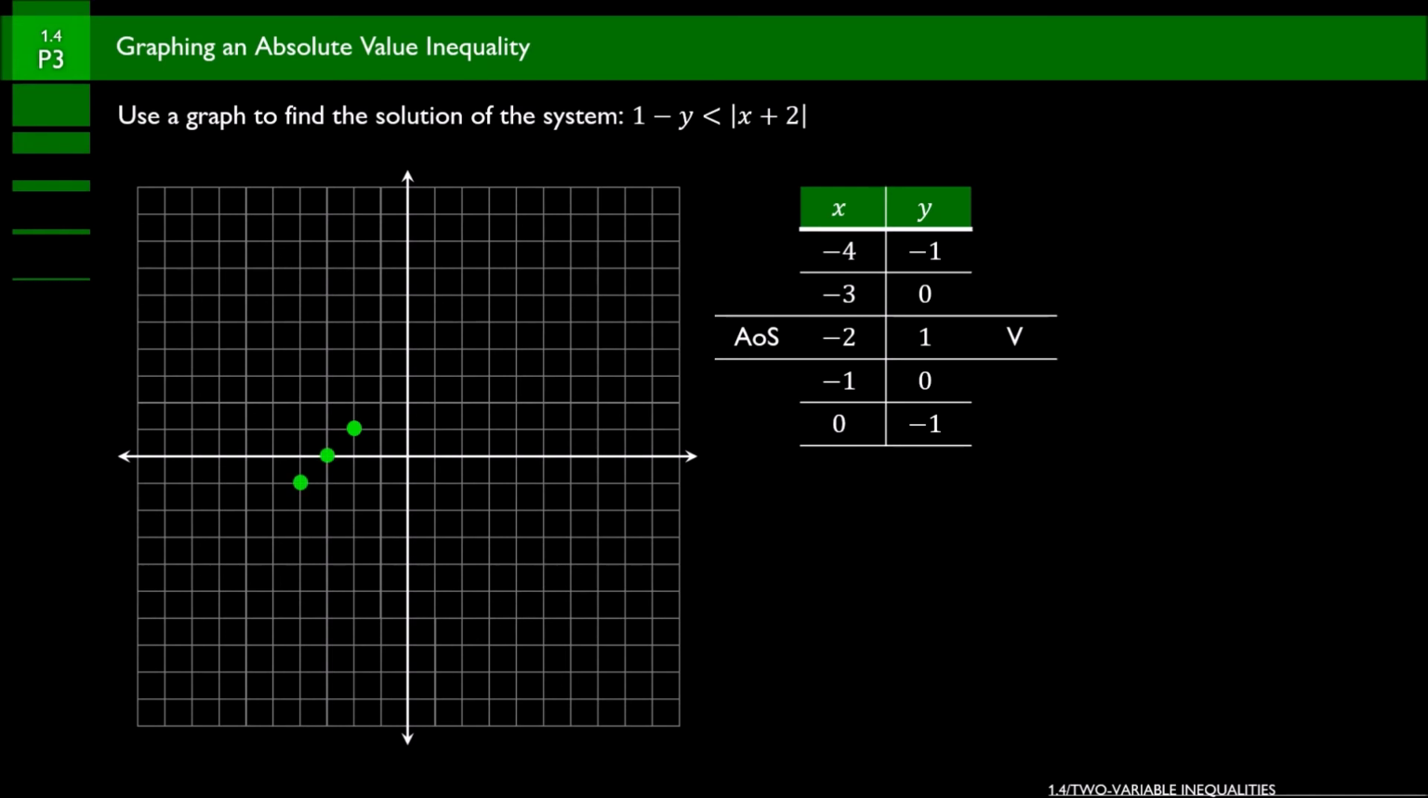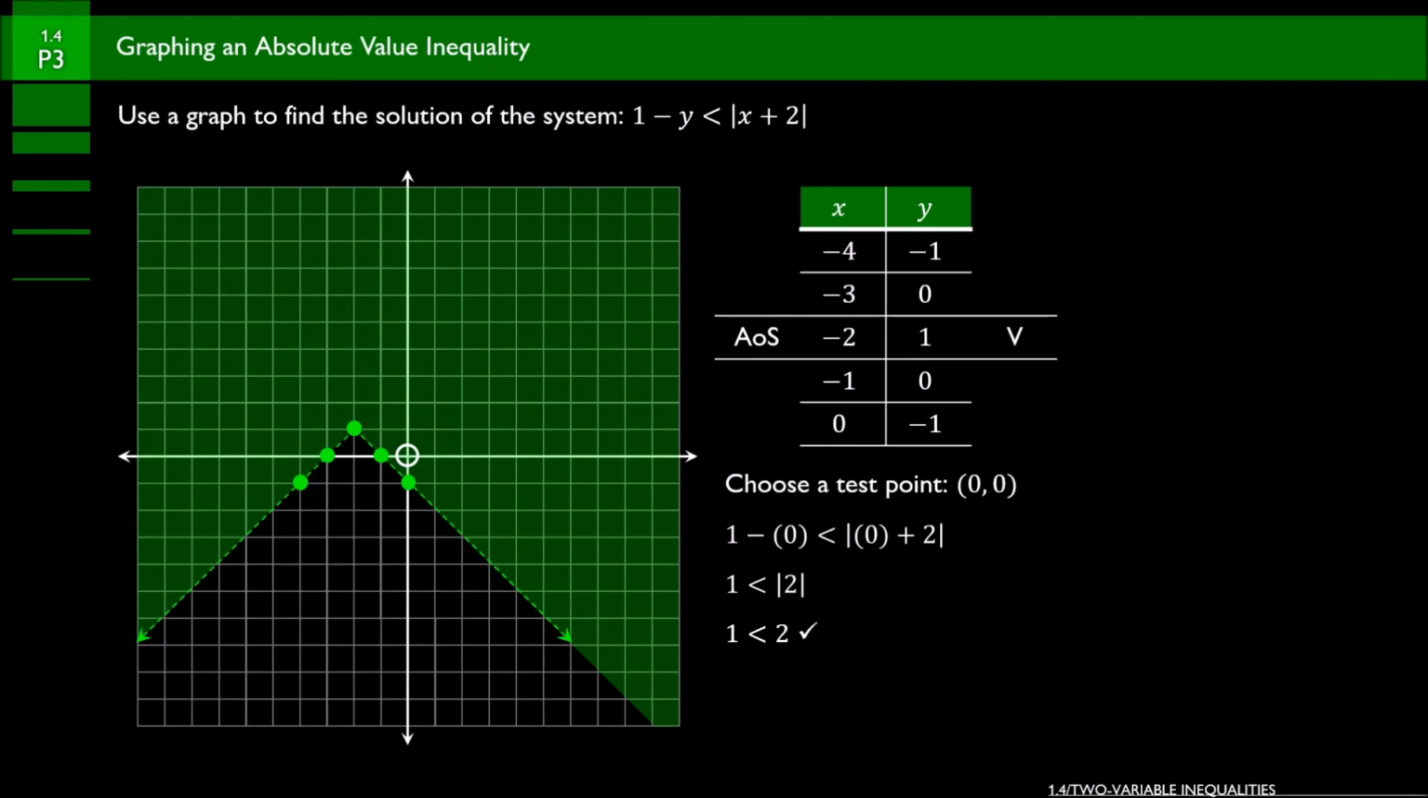Once we're done with that, we can draw in our lines, and we know that these lines are going to be dashed because we have a less than sign. Again, choose a test point. The easiest test point to use is 0, 0. And then once we plug in 0 and 0 into the original absolute value inequality, we get 1 minus 0 is less than the absolute value of 0 plus 2, which gives us 1 is less than the absolute value of 2, or 1 is less than 2. This is a true statement. So what we're going to do is, again, shade everything above the lines that we've created.